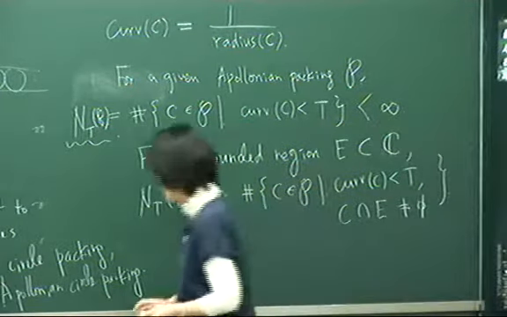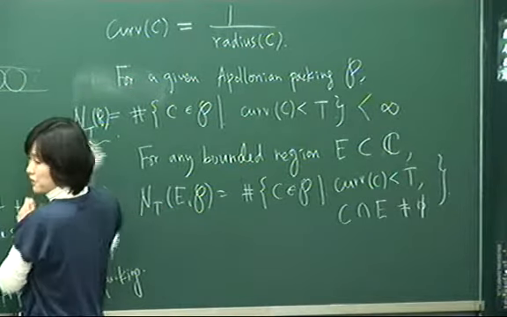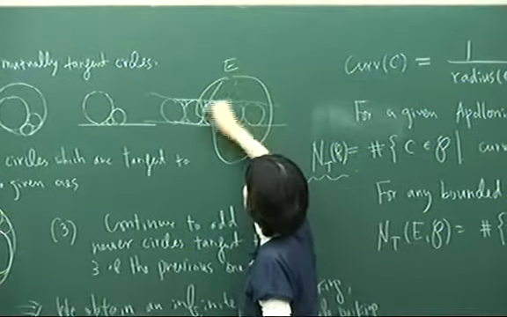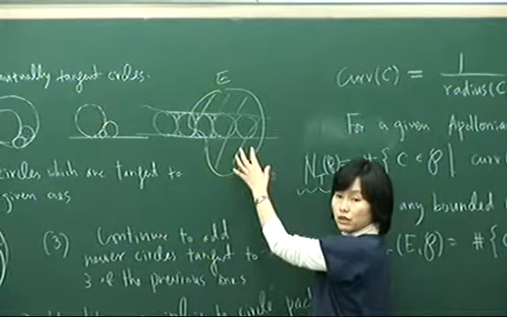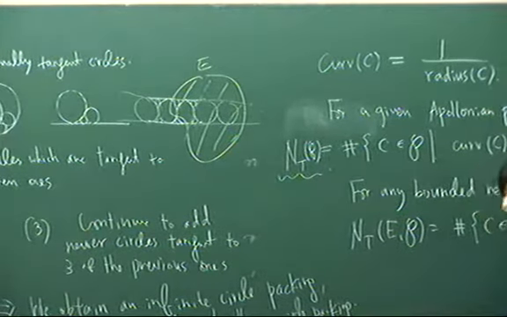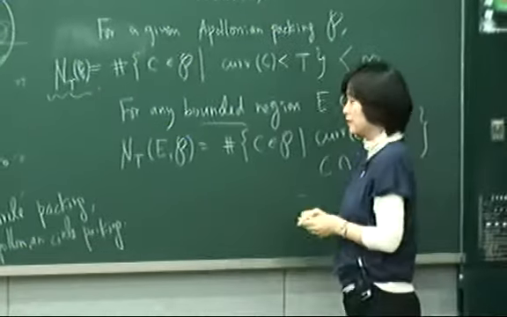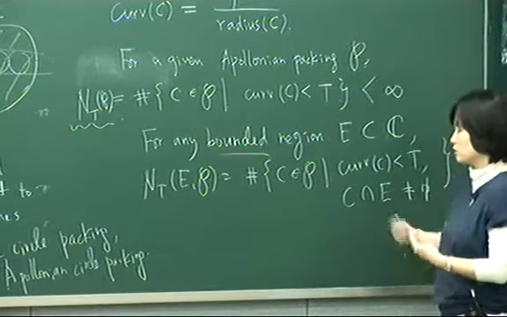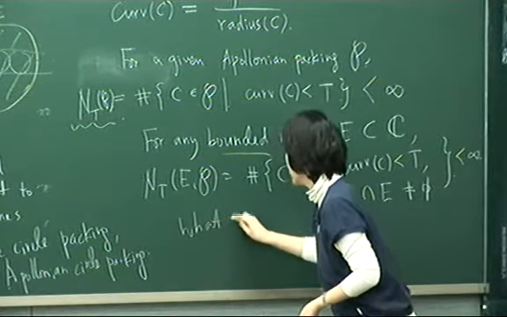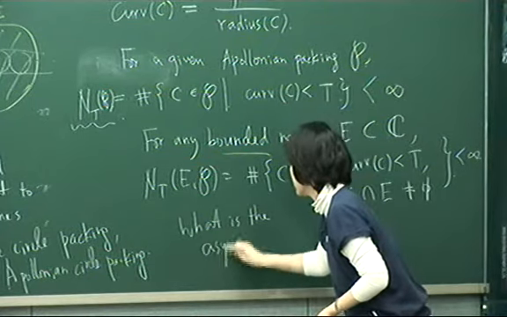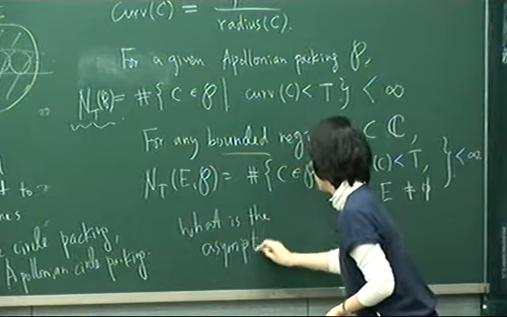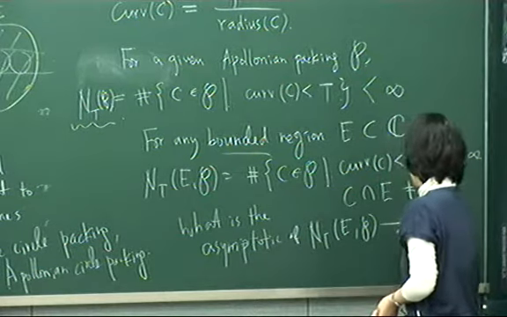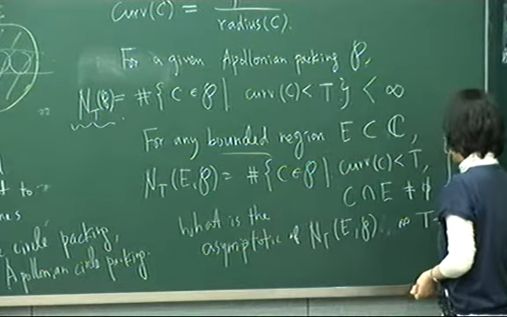So what it means is that if you look at all the circles, then we'll have infinity for this. So I'll just fix some bounded region E. And then I'm going to count only circles in this bounded region. Then again, because of this area consideration, because this region has to be bounded, this counting function will be finite for any given T. So this will be finite. So then we can ask, what is the asymptotic of N_T(E, P) as T tends to infinity.